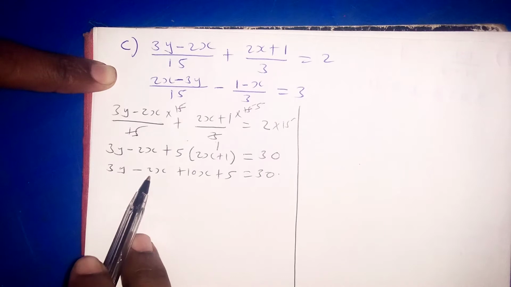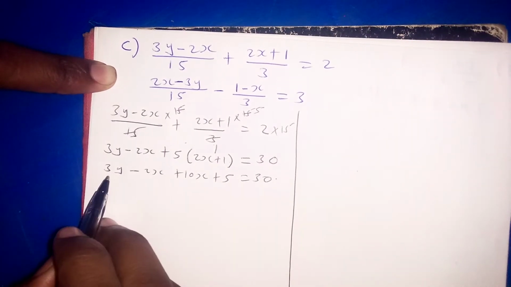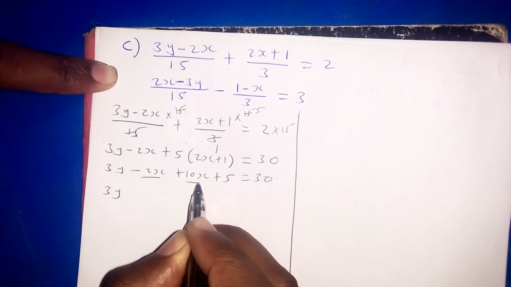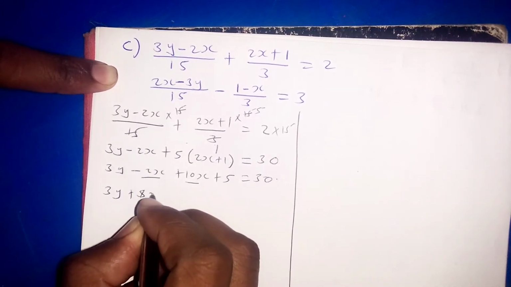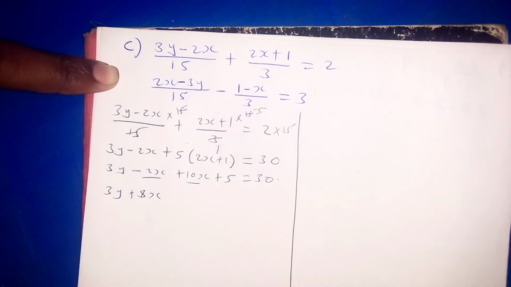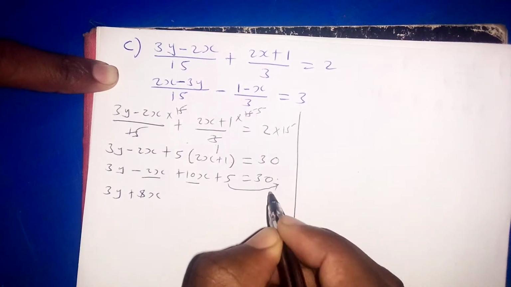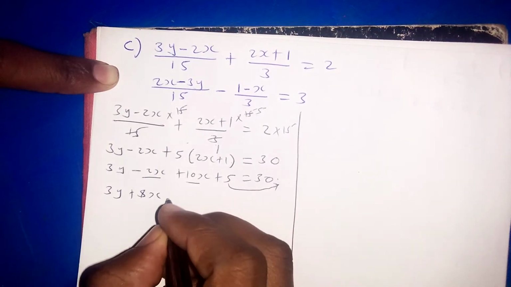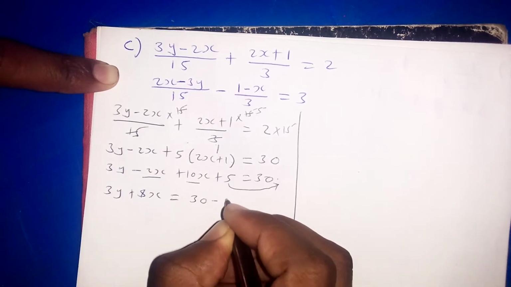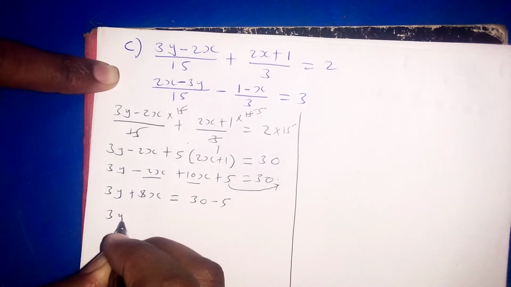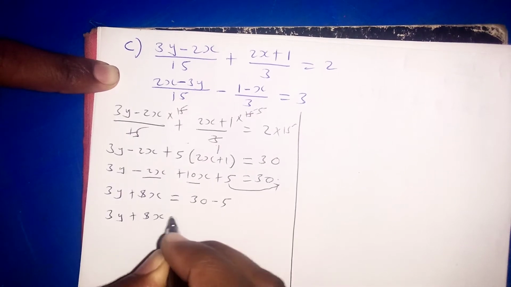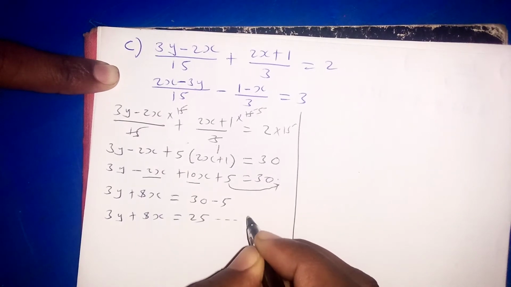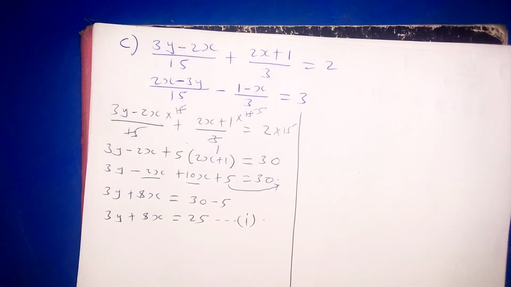Then I collect the like terms. I'll start with y, so that I have 3y. Then negative 2x plus 10x, I'll get positive 8x. Then I take 5 towards the right hand side. If 5 crosses the equal sign, I'll have 30 minus 5, which will give me 25. So this is 3y plus 8x being equal to 25. I'll name this one as my first equation, or equation Roman 1.